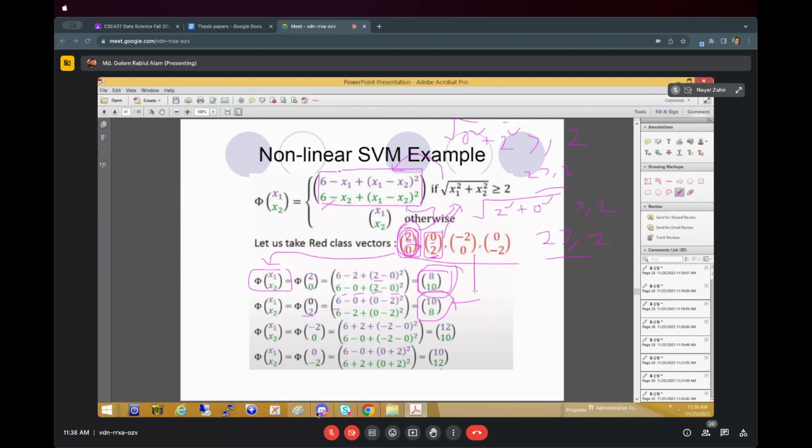Similarly, we have to test this one with our condition, and here is the condition, and you will get that both of these are true. If we apply our transformation function, then this point will transform to a new space, that is 12 and 10, and this point will transform to a new space, that is 10 and 12.